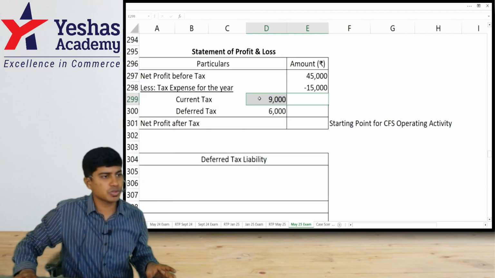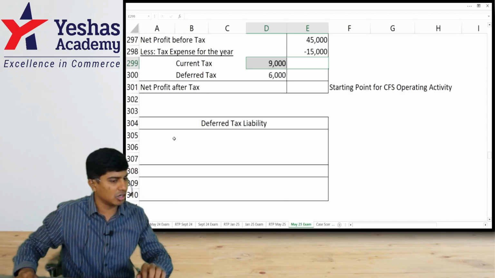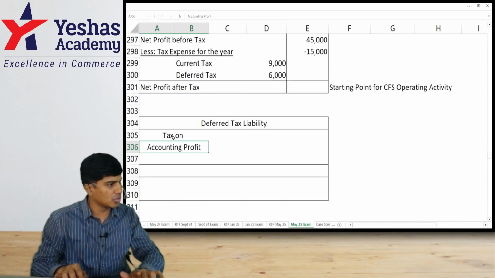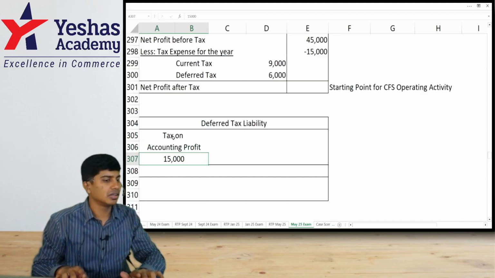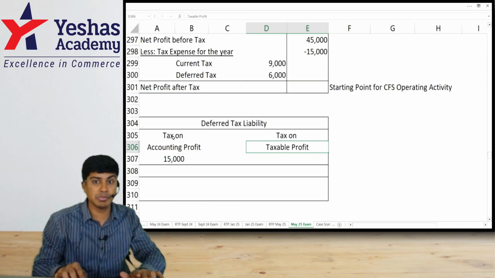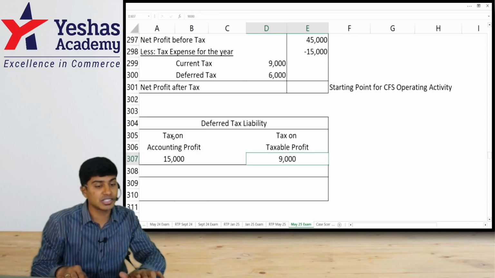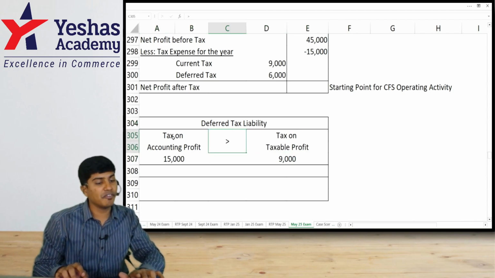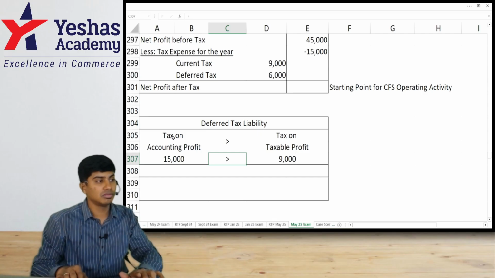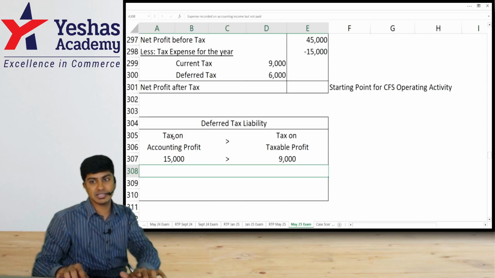I'll pin the link of AS22 revision. If you want, please do that along with this. See, tax on accounting profit is there, no? That, my friends, is 15. Tax on income tax profit is there, no? Taxable profit. That is current tax of 9. On accounting profit, tax is more. Tax expense is more. Tax payable is less.